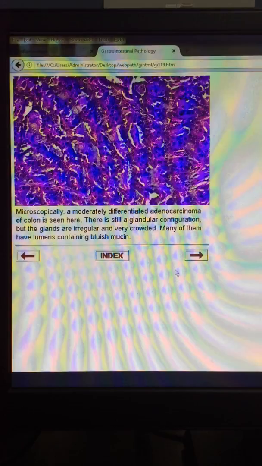This is an example of moderately differentiated adenocarcinoma of the colon. These are glandular or tubular structures formed by malignant glands in which there is high N/C ratio, hyperchromatic, pleomorphic nuclei, and scattered mitotic figures. Also within the lumen there is extravasated mucin deposition.